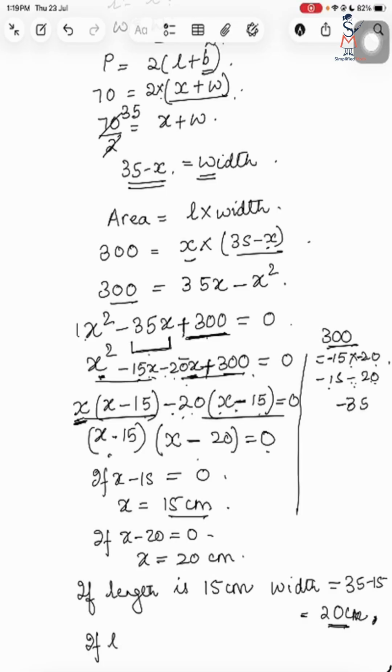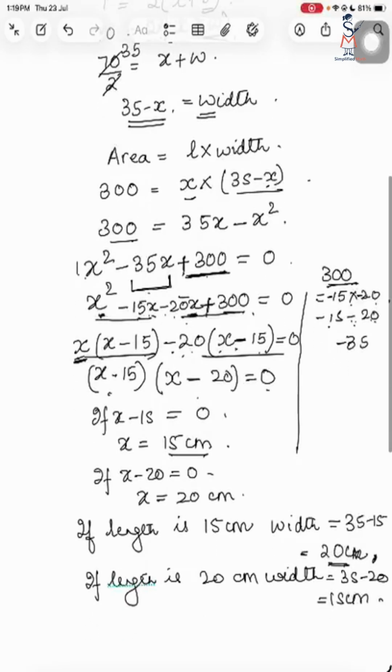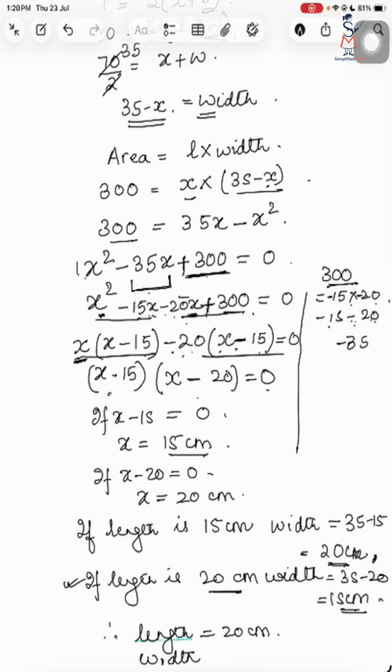So now if length is 20 centimeter, then width will be how much? 35 minus 20, that is 15 centimeter. So here the length is the bigger one and the width is the smaller one, right? So this case we will take. Therefore length is 20 centimeter, because generally we take length as the longer side. Fine. So you will write it like this: the width is 15 centimeter. Fine. So we will take this condition.